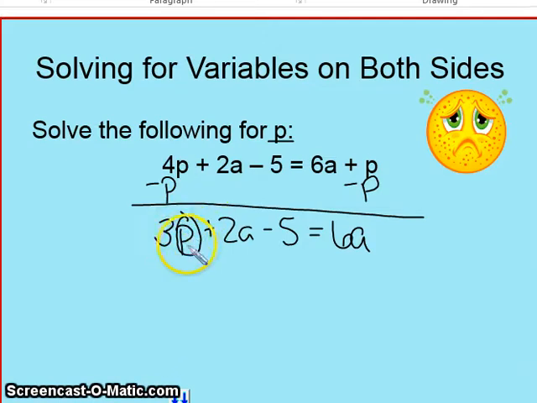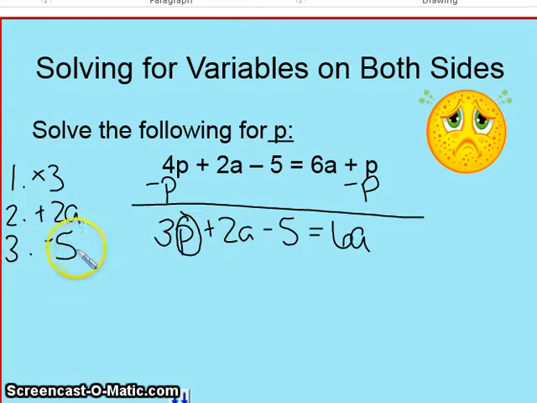Now, if I knew what p was, the first step I would take would be to multiply it by 3, times 3. After I multiplied 3 times p, my order of operations says I would need to add 2a, since I add left to right. And then after I added 2a, then I would subtract 5. Okay, so in order to solve for p, I'm going to do opposite operations in opposite order.